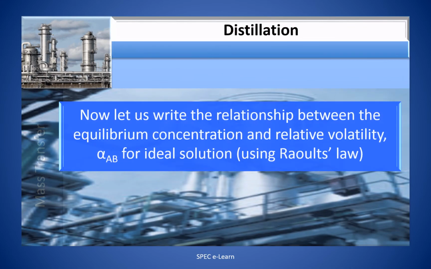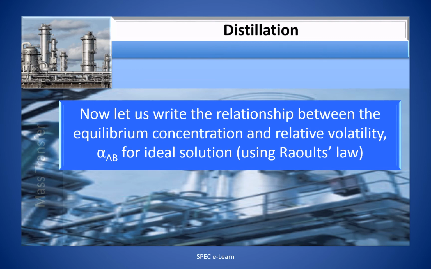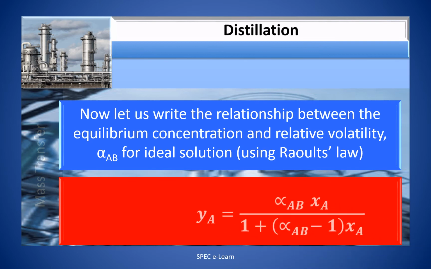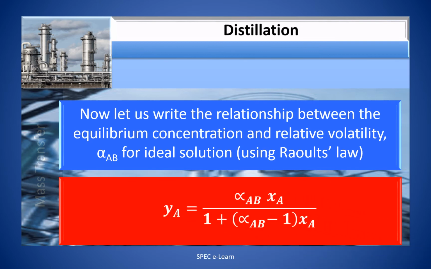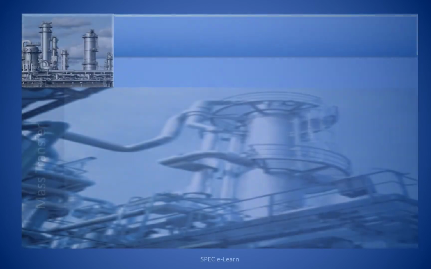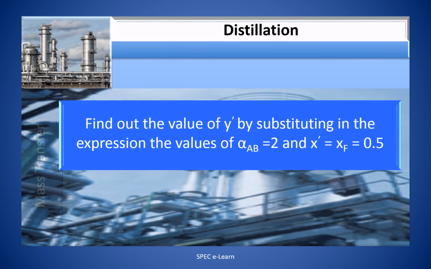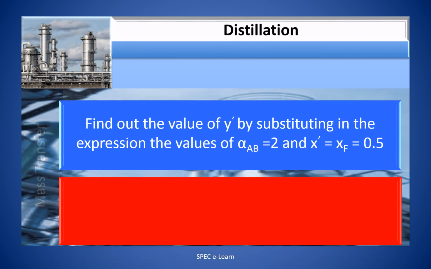Now let us write the relationship between the equilibrium concentration and relative volatility for an ideal solution. yA is equal to alpha AB into xA divided by 1 plus alpha AB minus 1 into xA. Find out the value of y dash by substituting in the expression the values of alpha AB, which is 2, and x dash equal to xF equal to 0.5. You will get y dash equal to 0.666.